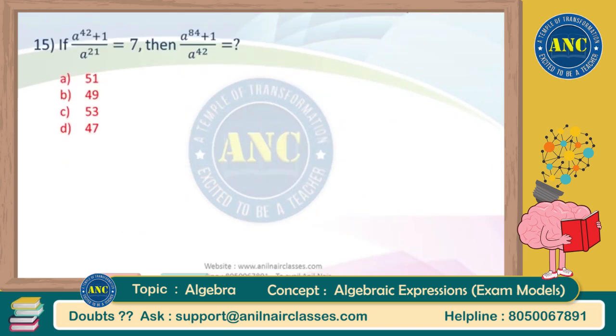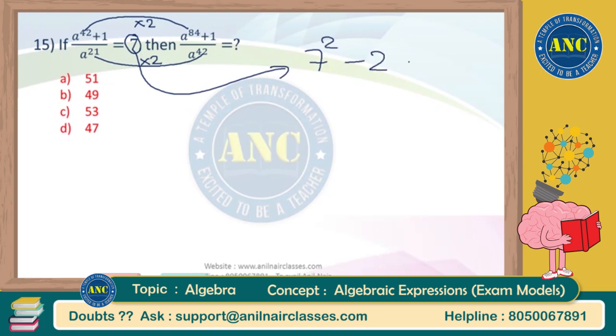Now, see how beautifully you can solve the 15th question. It is also a very easy question if you have understood the concept. A power 42 plus 1 divided by a power 21 is 7. A power 84 plus 1 divided by a power 42 is how much? 42 is becoming 84, doubled. 21 is becoming 42, doubled. Whenever it is doubled, my answer is take the right hand side, square it, subtract 2. 49 minus 2 is 47. Answer should be 47.